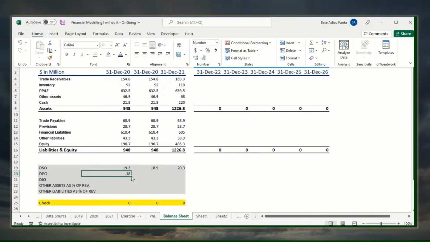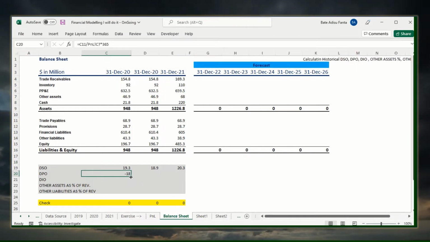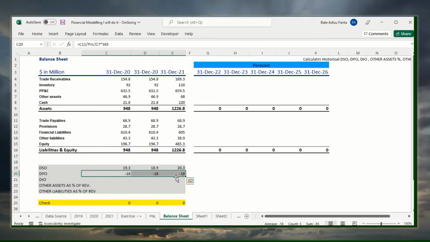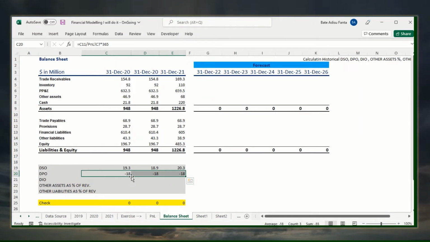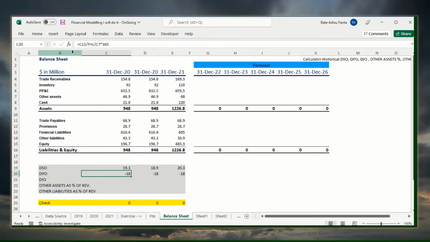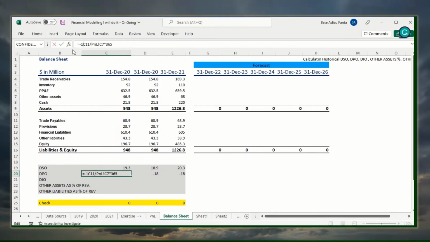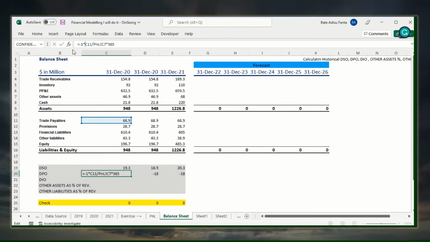only. So I simply copy and paste this to the other historical years here, and there's a negative sign. This is something uncommon. Days cannot be negative, so I have to make sure that I change this negative by multiplying it by -1.